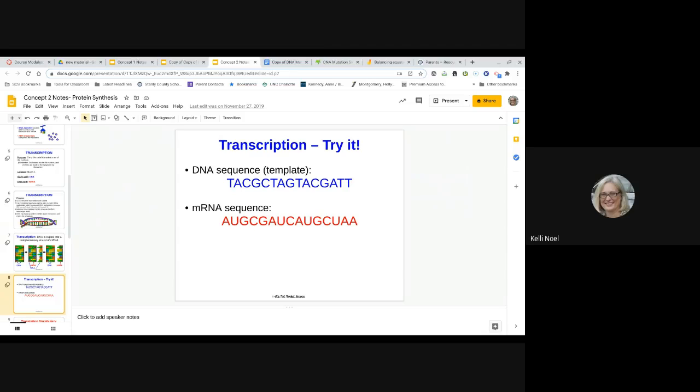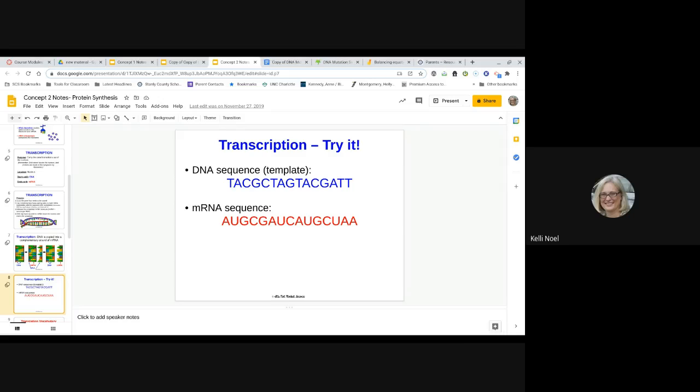So on a test or quiz, you may want to use a scratch sheet of paper and write down for DNA replication, it's this, but for protein synthesis, A will pair with U, and C will pair with G. So it's a little bit different.